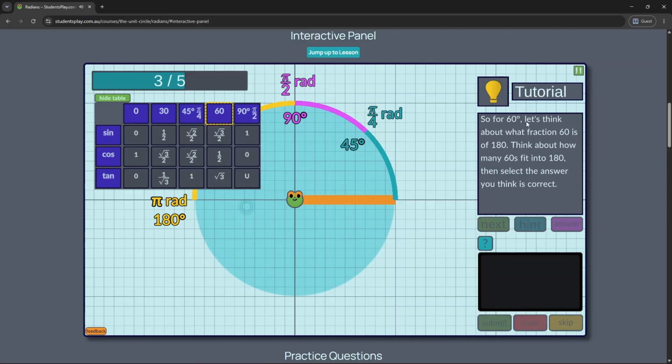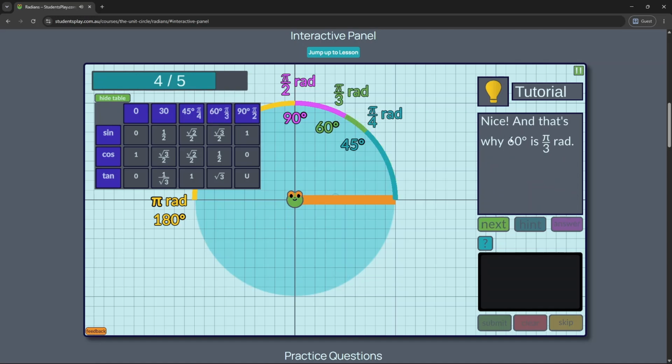So for 60 degrees, let's think about what fraction 60 is of 180. Think about how many 60s fit into 180. How many 60s fit in 180? 3. 3 60s: 60, 120, 180. So 60 is a third of 180, and that's why 60 degrees is pi on 3 radians. From here all the way up to here is pi on 3, or 60 degrees.